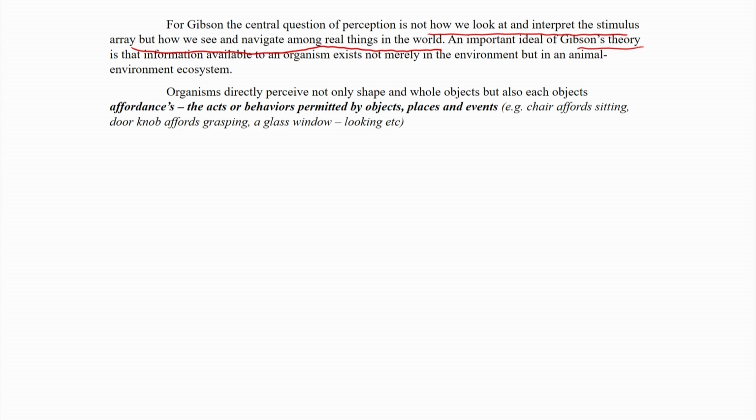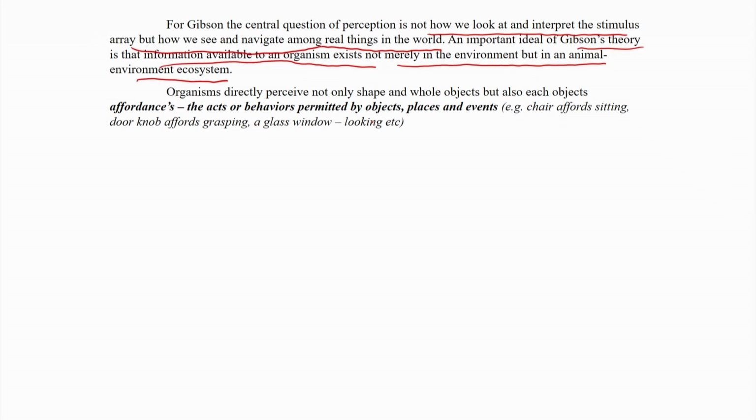Now, an important idea of Gibsonian theory is that the information available to an organism exists not merely in the environment, but in the animal-environment ecosystem. As I was just explaining, the job of the person who is perceiving is to decide what to take in from the percept which is available. The environment gives enough information, and the person only has to decide what information to take and what not to take. And a concept related to the Gibsonian idea of perception is the concept of affordance.